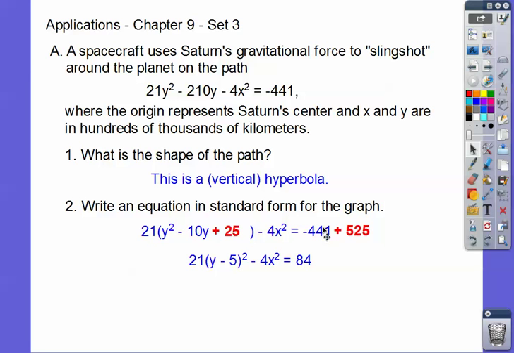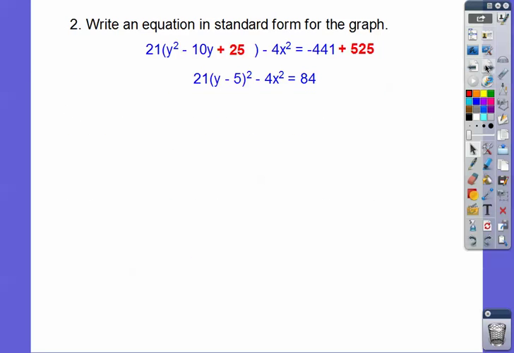And then over here, this is 84. Let me slide that up so we're not running out of room right there. Okay. All right. Now, hyperbolas and ellipses have to equal 1. So this equals 84. So we're going to take it and divide everything by 84. So there's our equation. So it's in standard form of our hyperbola.